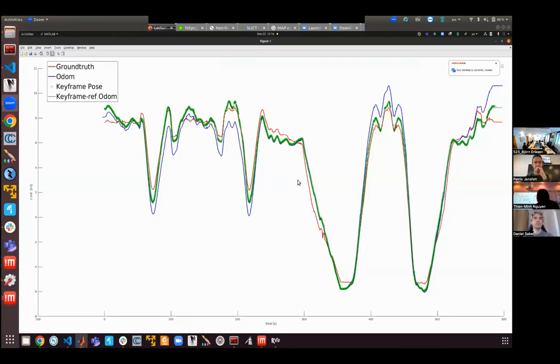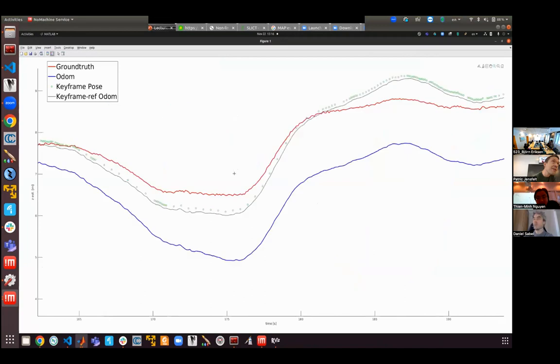So this is a real experiment. You see the ground truth is red. The odometry is in blue, right? The green circles are the keyframe poses. Because it's keyframe, it's supposed to be sparse. The circles are sparser than the continuous trajectory.